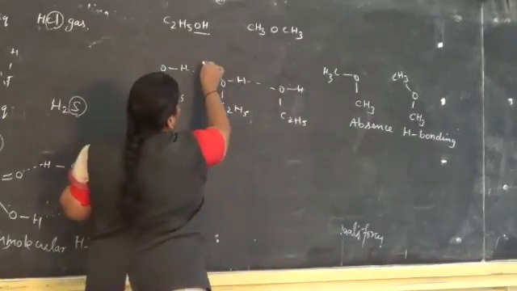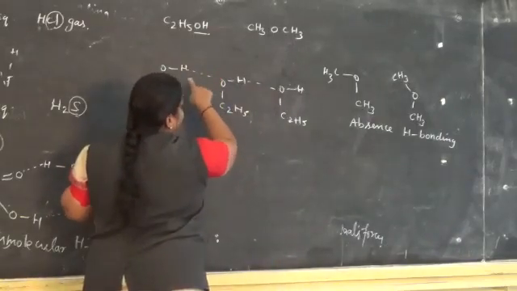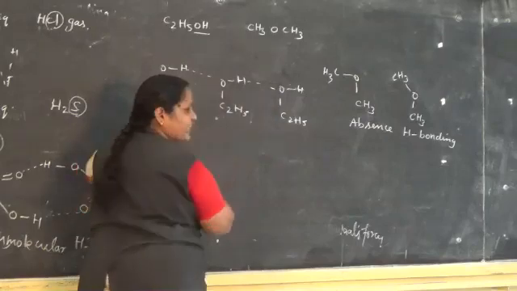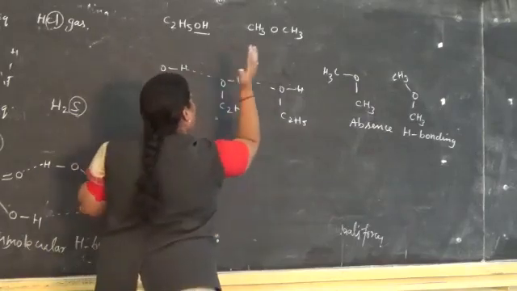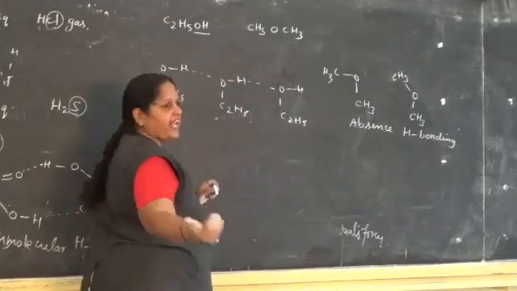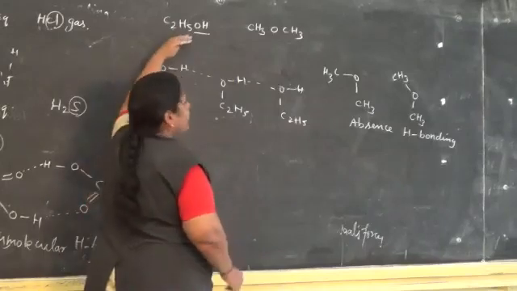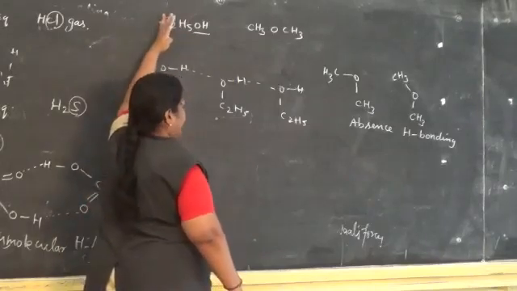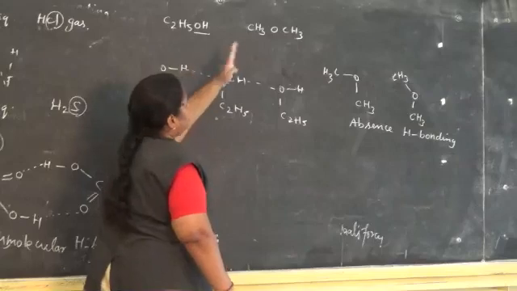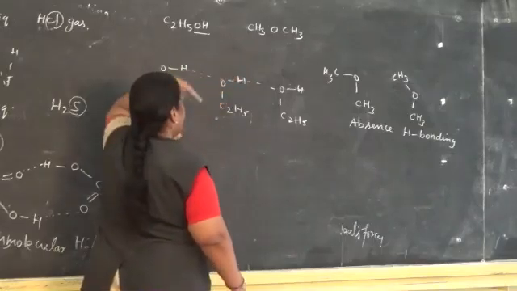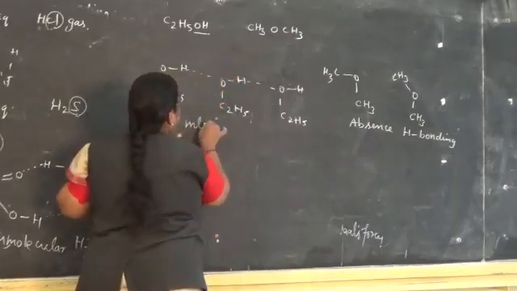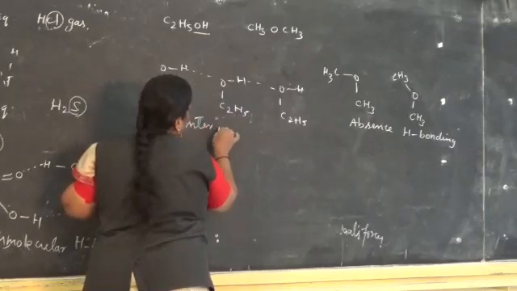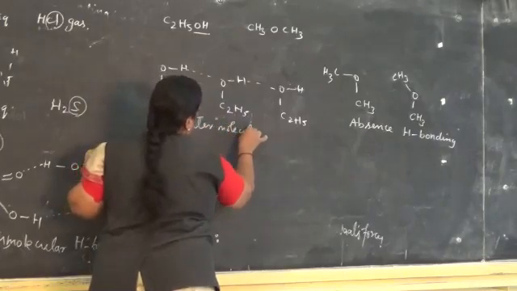Here they form intermolecular hydrogen bonds. For breaking these many hydrogen bonds, we need more energy. That's why the boiling point of ethanol is higher than dimethyl ether, due to the presence of intermolecular hydrogen bonding.